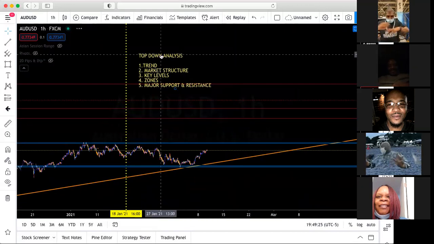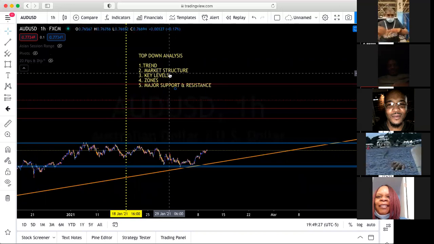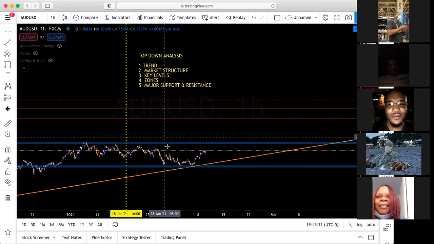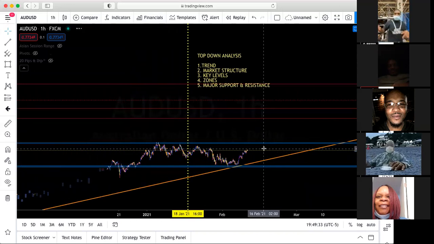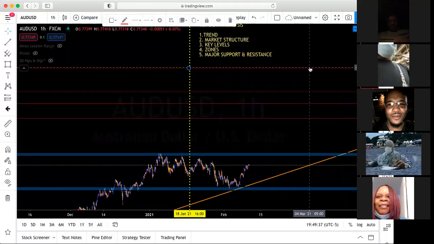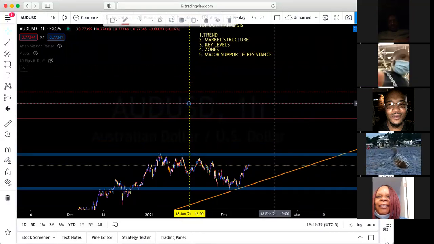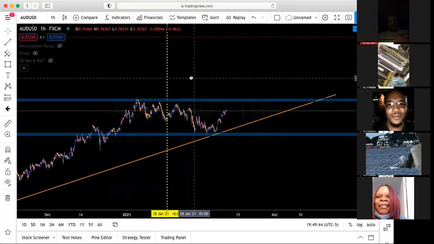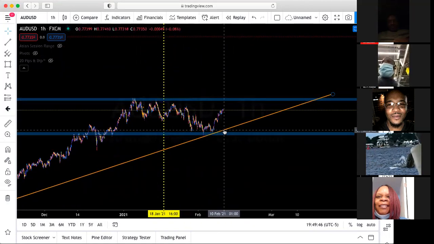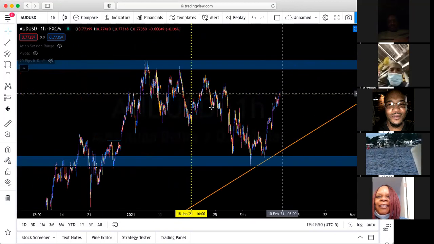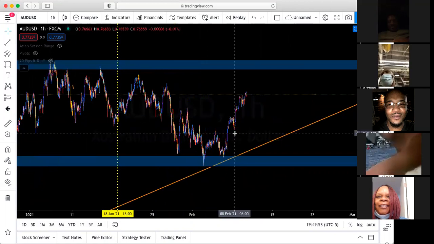So we've identified the trend. We see key levels because we have them right here. Major support, minor resistance. Major support and resistance right here. Now, what are we looking for? We're looking for key levels, which is going to represent, Roland, this is going to be good for you. The key levels also happen to be your minor support and resistance.